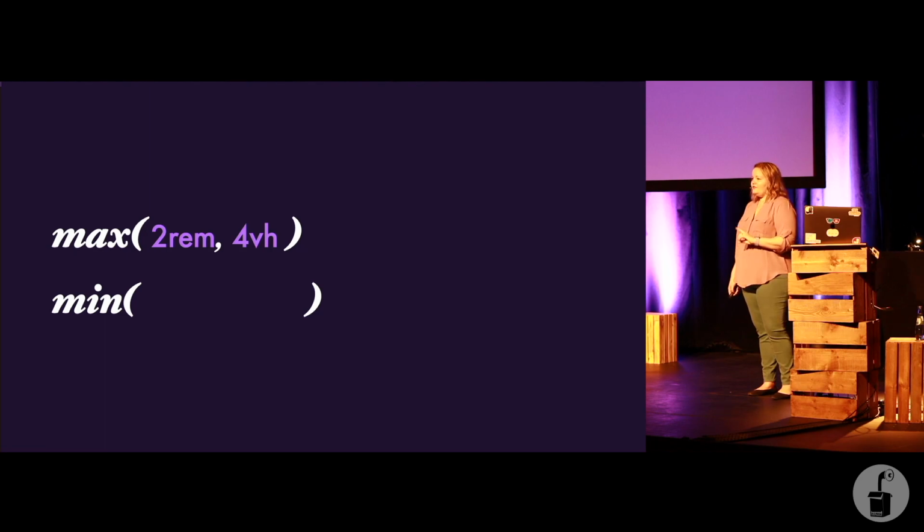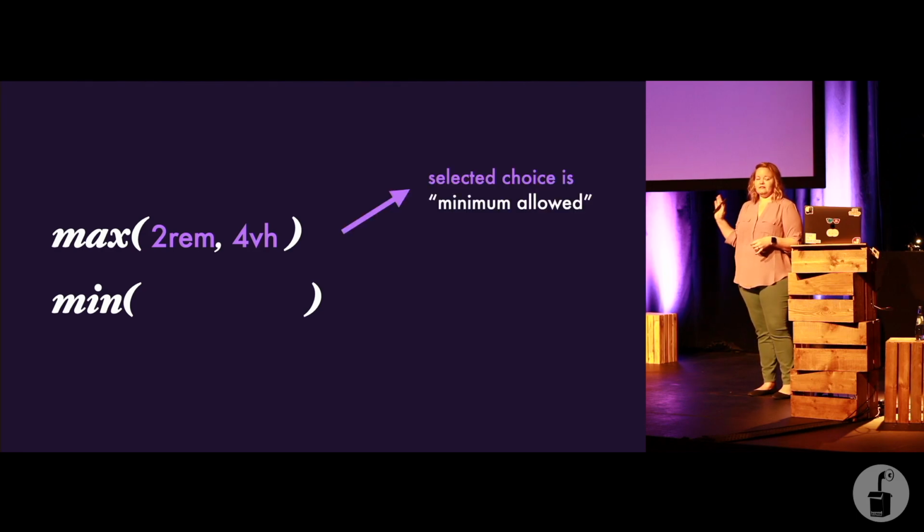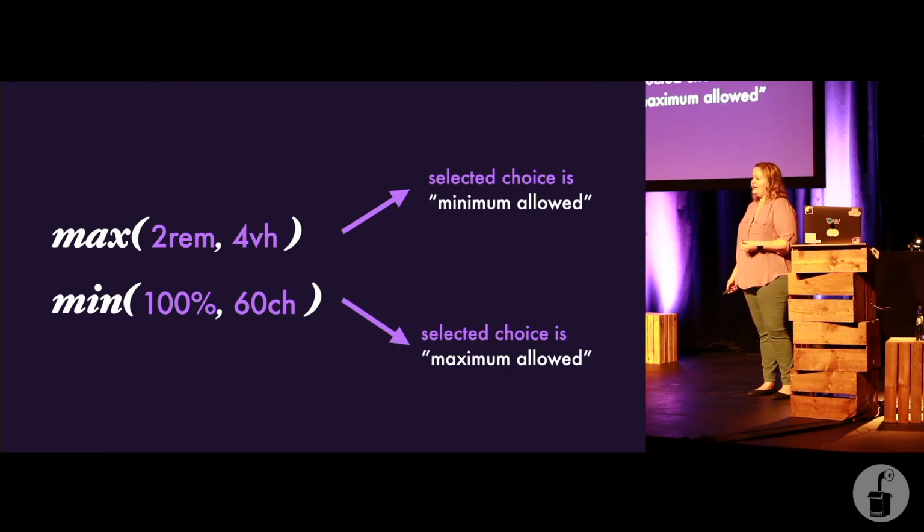Now, when that 4vh, view heights, compresses down and would compute to smaller than the 2 rem, the browser will select 2 rem. Effectively, this means that the selected choice is actually the minimum allowed when we use a static and dynamic value. For min, if we consider 100% and 60 ch, this means that 60 ch is effectively the maximum allowed between these two values.